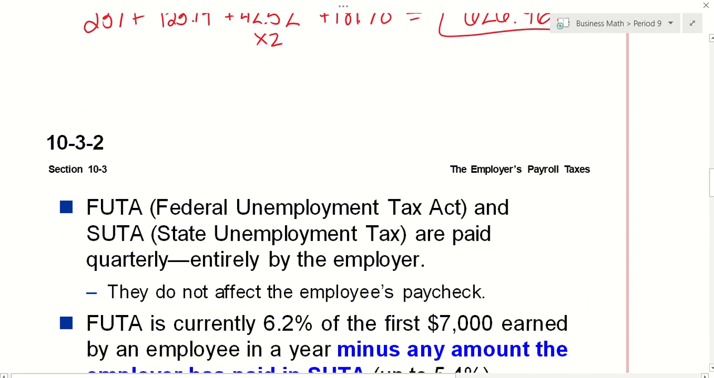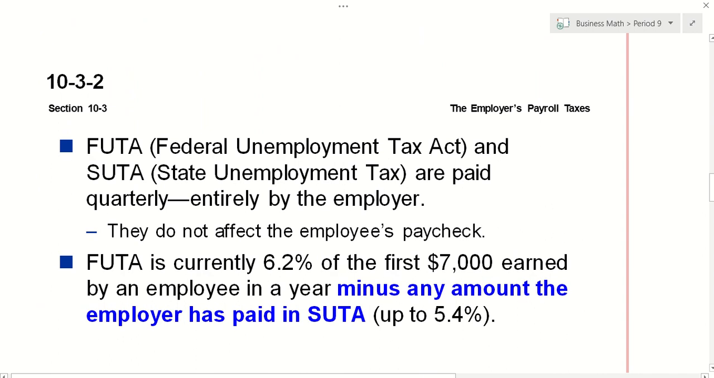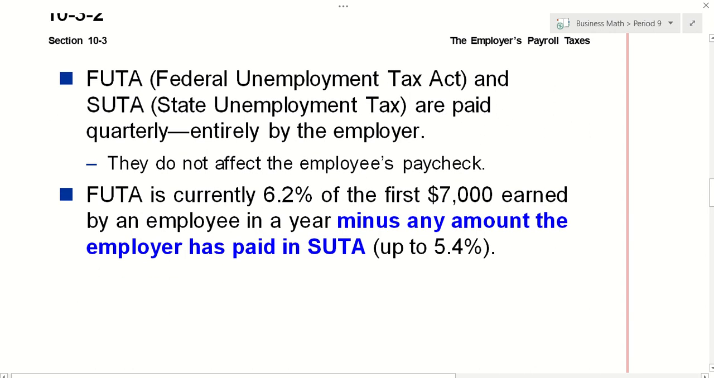Moving on, next part of this lesson. FUTA and SUTA is how I call them. Federal Unemployment Tax Act and State Unemployment Tax Act are paid quarterly entirely by the employer. They do not affect the employee's paycheck.